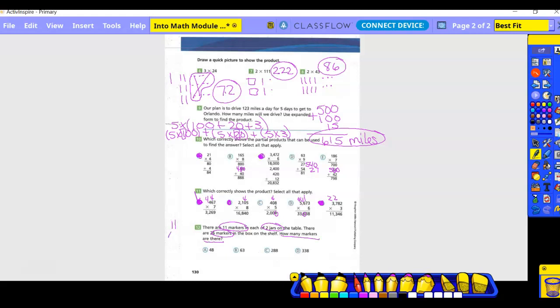11 times 2. 2 times 1 is 2. 2 times 1 is 2. Now what do I do? They want all the markers. Okay, so then add 26. So 8 and 4. So I would mark letter A. There's a total of 48 markers. Okay. All right.